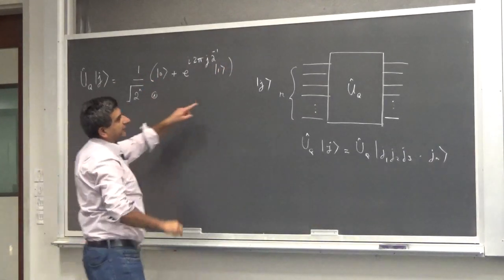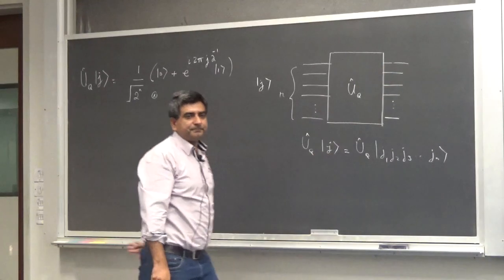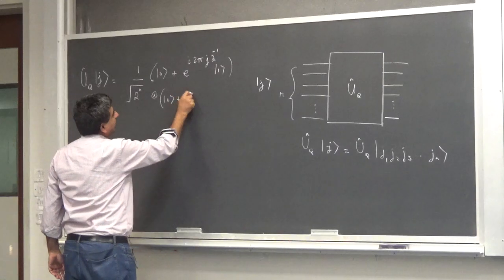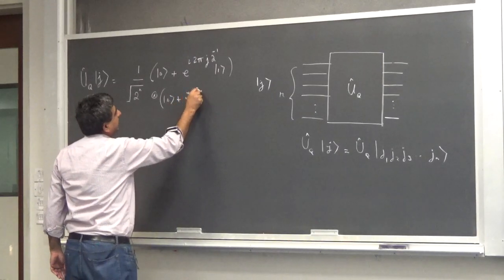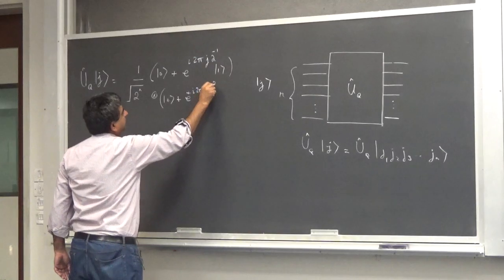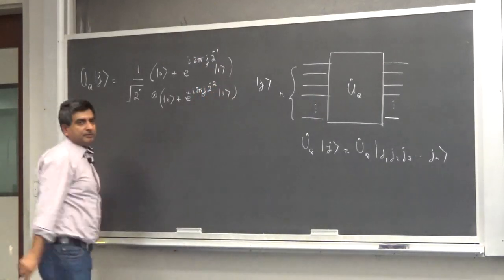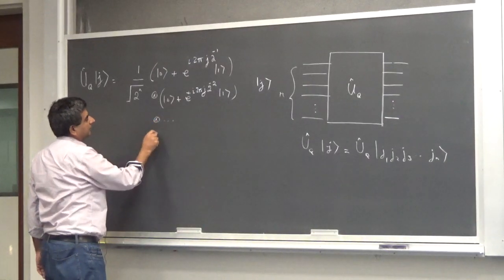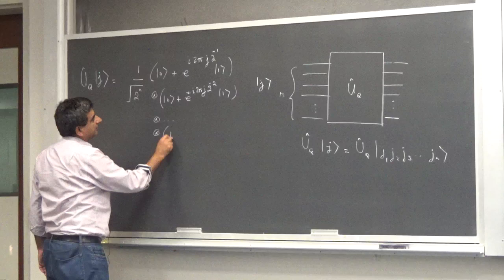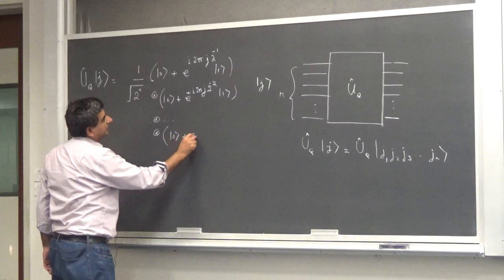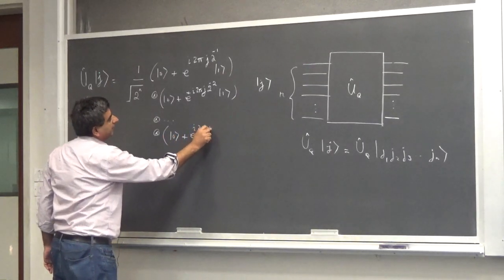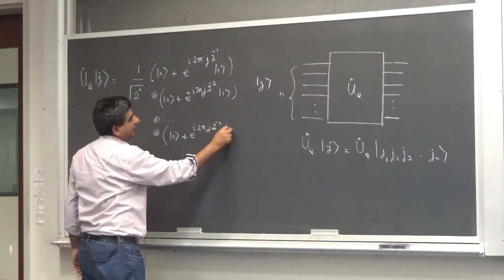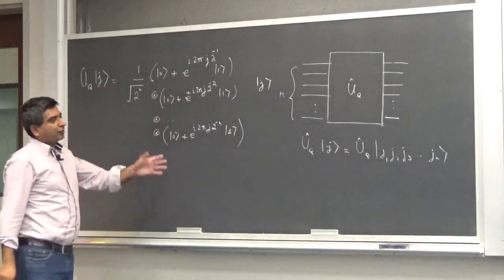crossed with, so this is what the first qubit is going to look like. The second qubit is going to look like the following: (ket 0 plus e^(i 2 pi j 2^-2) ket 1), and so on, till you reach the bit n, e^(i 2 pi j 2^-n) ket 1. This is what the output is going to look like.